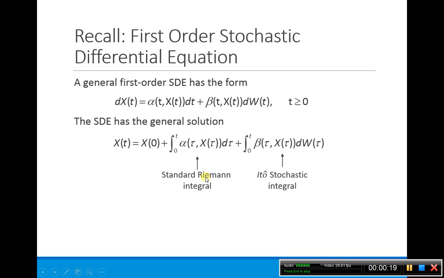In general, I said the solution had this general form where you had the standard Riemann integral and then this Itô stochastic integral. This Itô stochastic integral is what I'm going to talk a little bit about today. There's this whole field that has to do with Itô stochastic calculus. Think about how much you learned in your own calculus classes. Itô stochastic calculus has its own big, broad area. So we're not going to cover all of Itô stochastic calculus, or even a small portion of it.